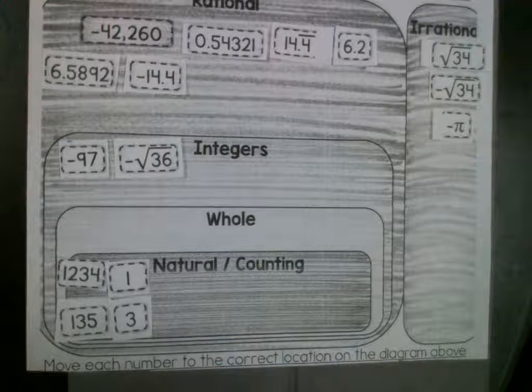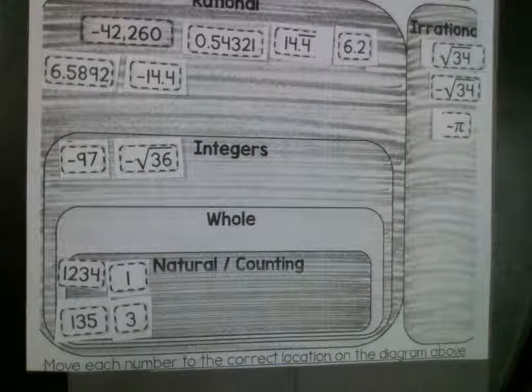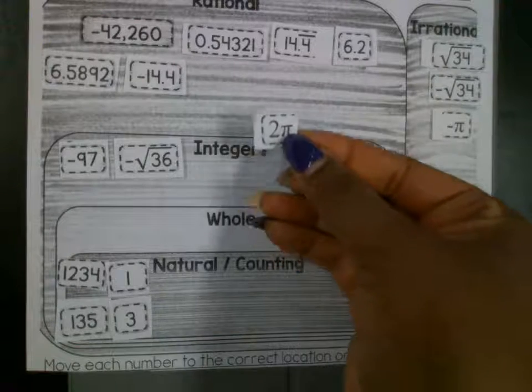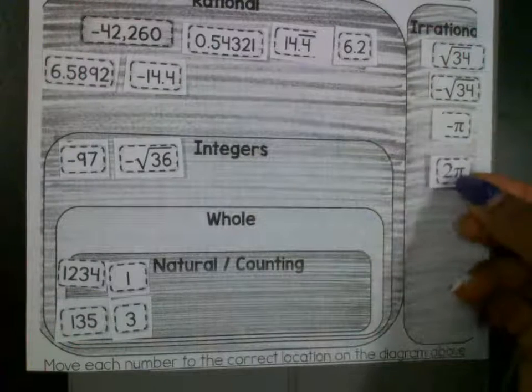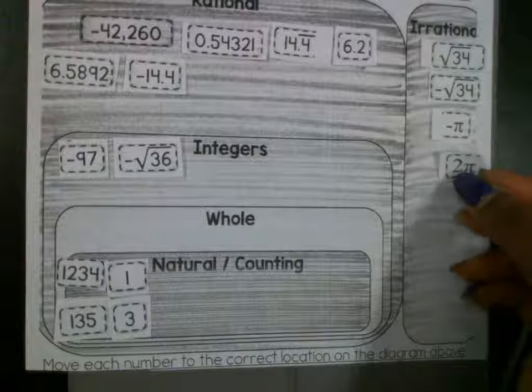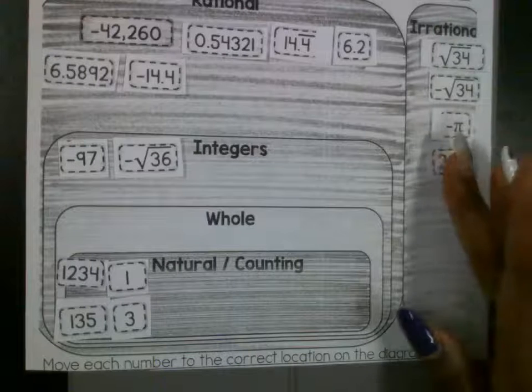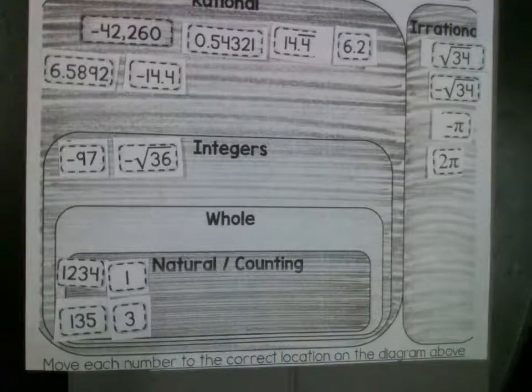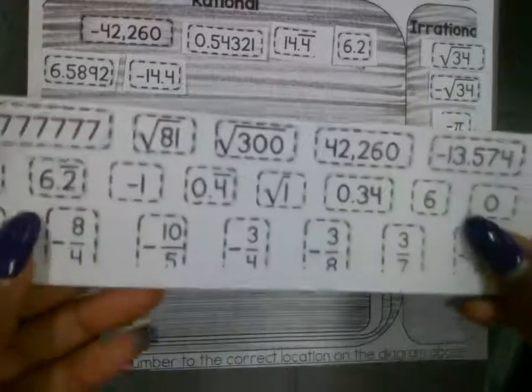The last number from that row is 2 pi. Is 2 pi rational or is it irrational? Irrational. Irrational because pi is an irrational number. Okay. Now we're cutting out this next row here.